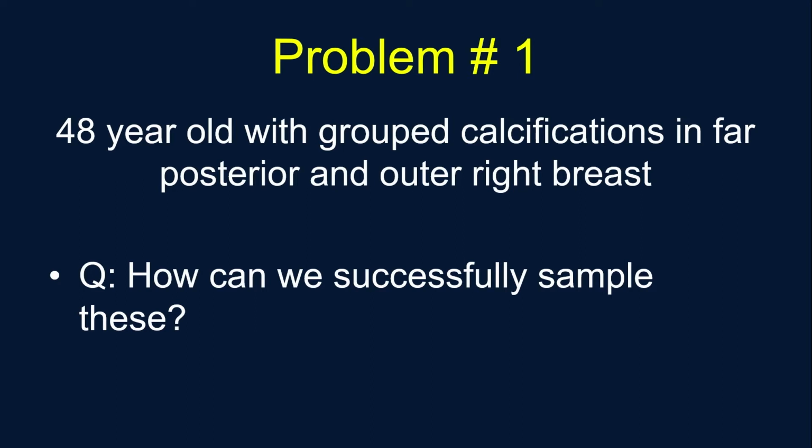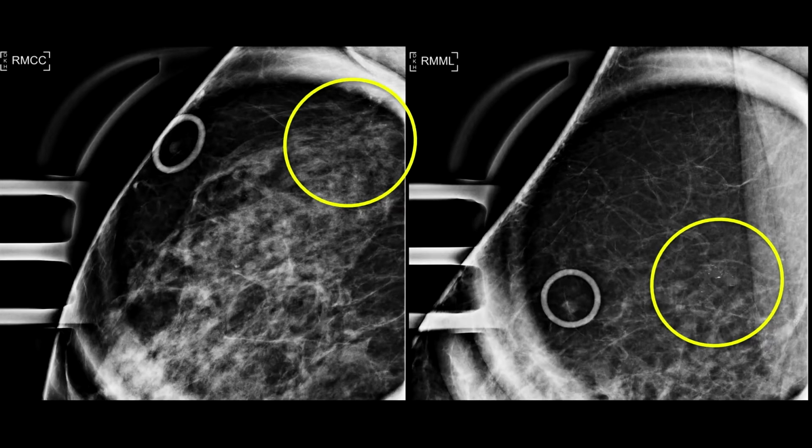So here, we like to go over some real-life challenges of biopsy on the supine and upright position. Our first challenge: a 48-year-old with grouped calcifications in the far posterior and outer right breast. How are we going to successfully sample this lesion? Here are the calcifications, way outer, way upper, way posterior. The challenge is how to bring this target into the biopsy window.